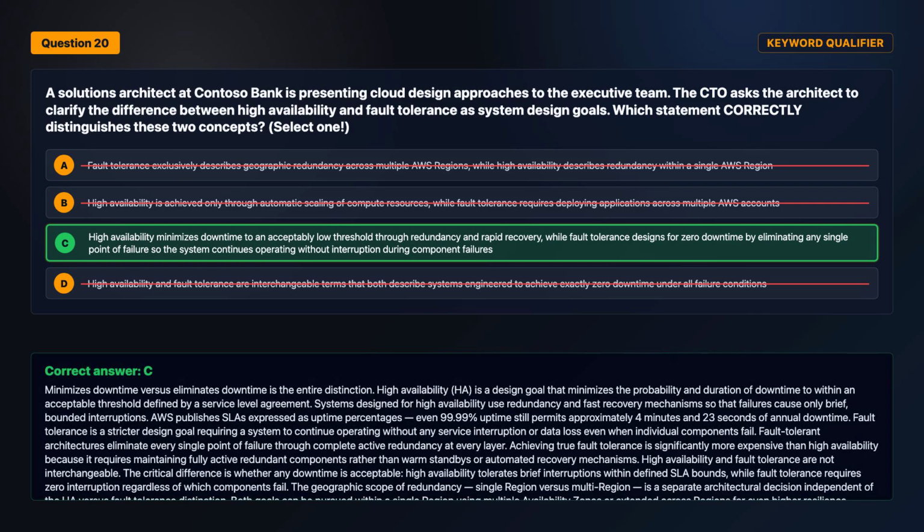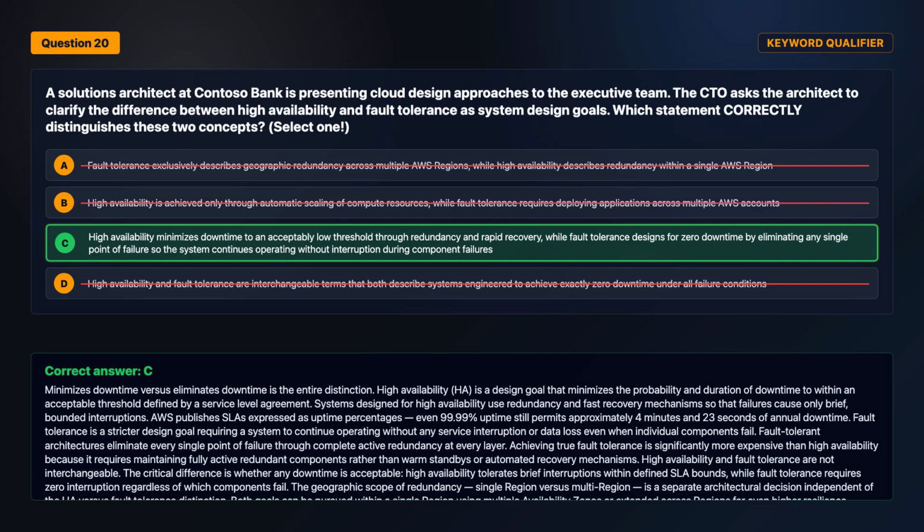The correct answer is option C. Minimizes downtime versus eliminates downtime is the entire distinction. High availability, HA, is a design goal that minimizes the probability and duration of downtime to within an acceptable threshold defined by a service-level agreement. Systems designed for high availability use redundancy and fast recovery mechanisms, so that failures cause only brief, bounded interruptions. AWS publishes SLAs expressed as uptime percentages. Even 99.99% uptime still permits approximately 4 minutes and 23 seconds of annual downtime.